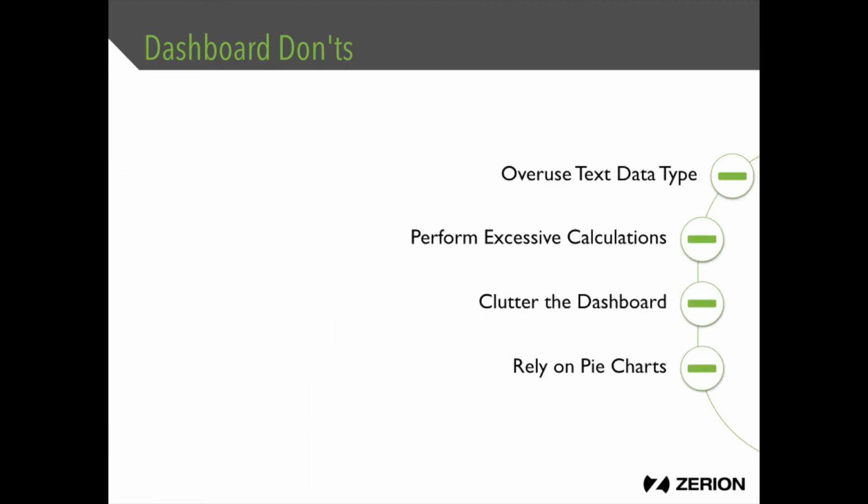Now on the other side of this, there are things you want to stay away from in dashboarding. These are the four main things we try to stay away from. First is overusing the text data type. It gets very overused, can slow down the dashboard, and it's hard to analyze data if everything is text. You may want to make your date fields into a true date object, so you can give just a month and year type of representation instead of every single record that was submitted.